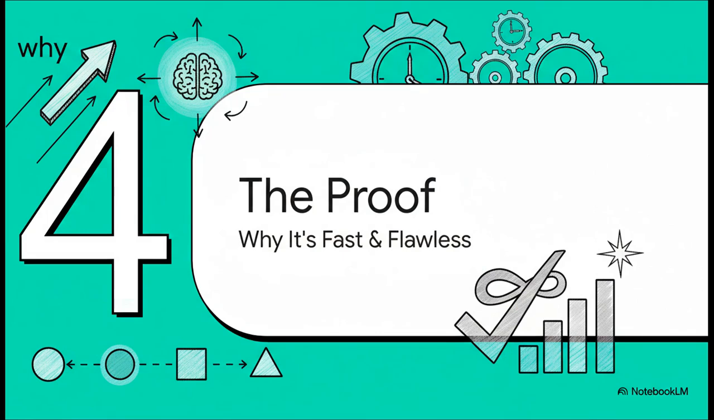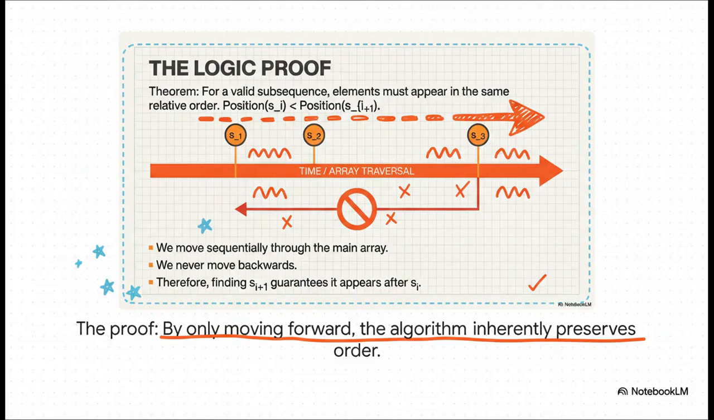But now let's take a second to understand why it's so perfect for this problem. Why is this approach not just a clever trick, but actually mathematically guaranteed to be correct and super fast? The proof is, believe it or not, beautiful in its simplicity. We only ever move through the main array in one direction, forward. We never ever go back.